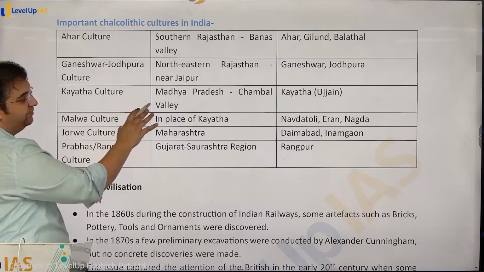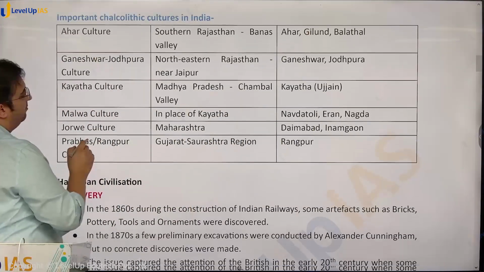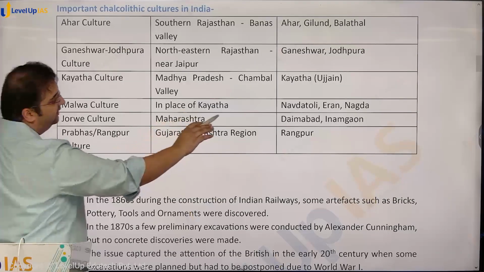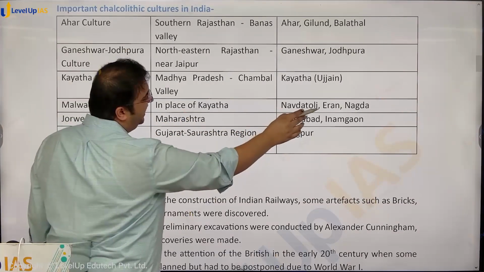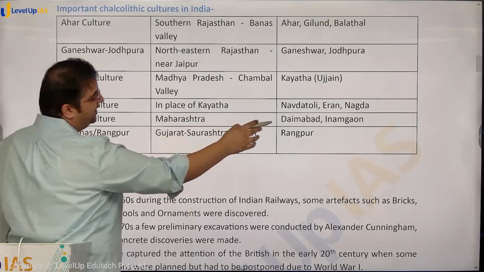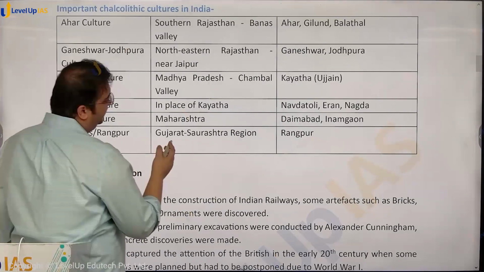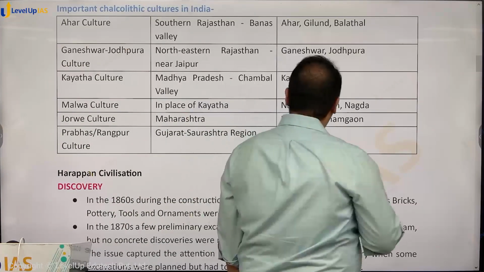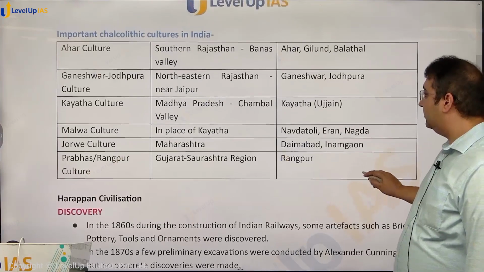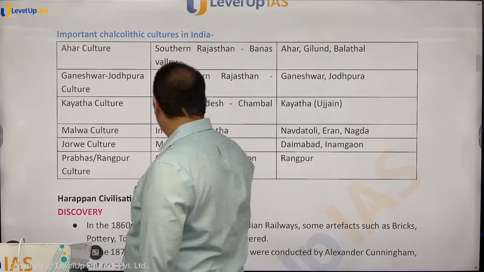Kayatha culture, Madhya Pradesh, Chambal Valley. Type site is Kayatha, present day Ujjain. Malwa culture, this, as I told you, emerged in place of Kayatha around 1700 BC. Important sites are Navdatoli, Eran and Nagda. Jorwe culture, located in Maharashtra, Daimabad and Inamgaon are the most important sites. And the Prabhas Rangpur culture, located in the Saurashtra region of Gujarat, has Rangpur as the most important type site. Okay?